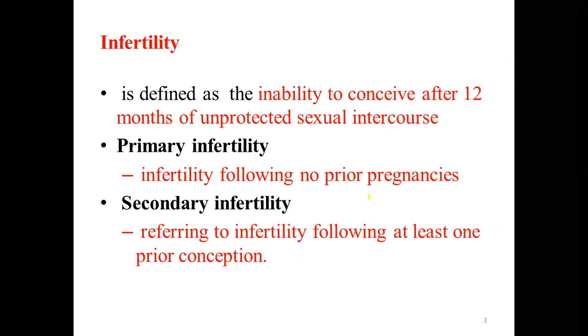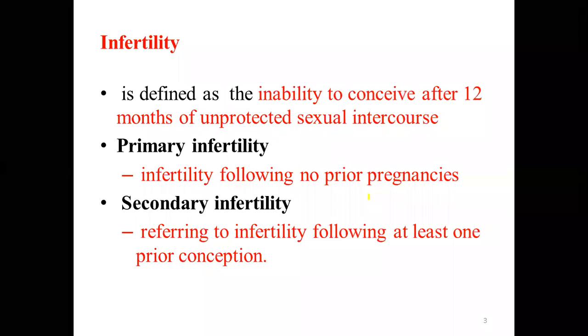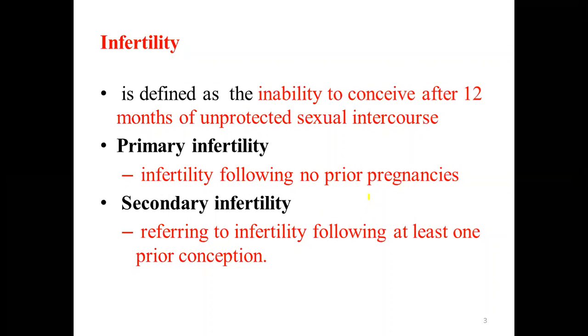Infertility is medically defined as the inability to conceive after 12 months, or 1 year, of unprotected sexual intercourse. If they are not able to conceive after this period of unprotected intercourse, they most likely have infertility and have to undergo screening and supportive therapy.